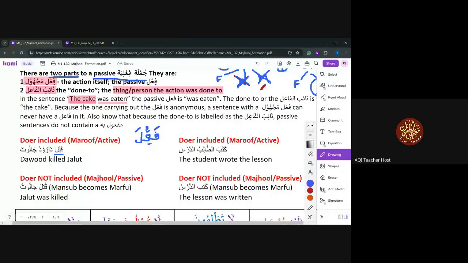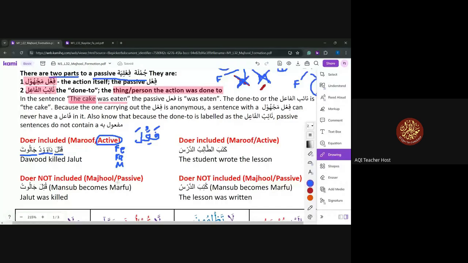So since this qatala word follows the standard pattern fa'ala, it's a Madi verb. Then we have the word Dawudu. Here, the word Dawudu has a dhamma ending, and it is in marfu status, and it's our fa'il, our doer. And the word Jaluta is our object, and it has a fatha ending. So it's our maf'ul, Jaluta. So Dawood killed Jalut. We have our fi'l, we have our fa'il, and we have our maf'ul. So it's a normal Jumlatul Fi'liya active sentence.